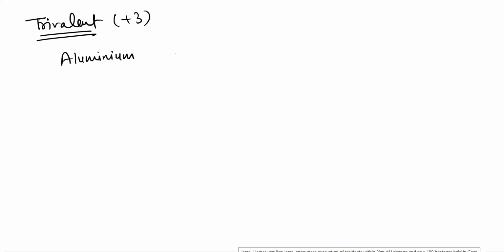Okay, now the next one is trivalent. If I'm talking about trivalent, it is valency with +3. And this is aluminium. Aluminium is going to have +3 valency. Got it? And that is Al3 positive. Only aluminium is what we are going to have in our syllabus. Okay, the next one is tetravalent.